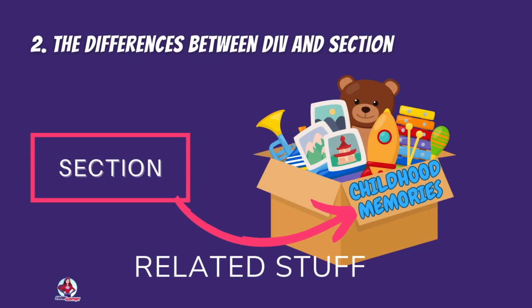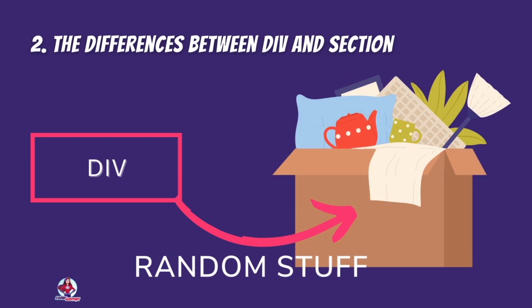So let's get back to our comparison between div and section. Think of a section element like a box for storing things that belong together, like childhood memories. Inside the box, you might have photos, documents, and toys related to your childhood. On the other hand, a div element is like a box with different items inside, but they don't necessarily belong together. That's the main difference between them. Now you can understand why we use the section element to separate parts of our website. The section element groups together content that's related.